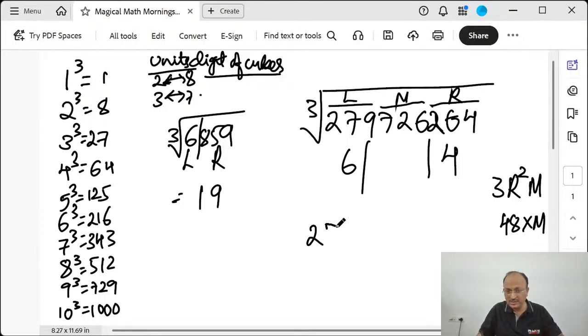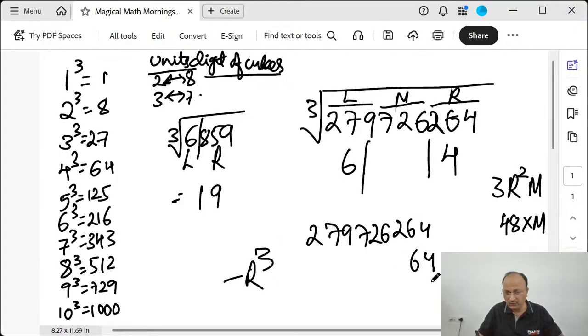Or else you remember this: 279,726,264 minus r cube you will consider. r is 4, 4 cube is 64. When you subtract, what you got? 0 and 0. Rest everything is 262 7972. But the second digit, whatever you get, that one you have to consider it is 0.